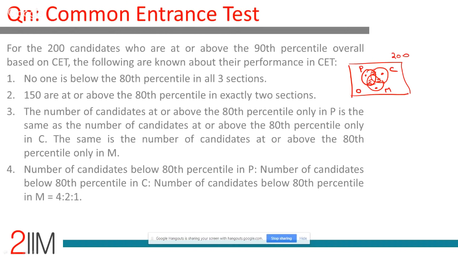Let's look at the last nugget as well. The number of candidates below 80th percentile in P is to the number of candidates below 80th percentile in C is to the number of candidates below 80th percentile in M is 4:2:1. And below 80th percentile, that is P dash, not in P, outside of P. So outside of C, outside of M, the ratio is 4:2:1.